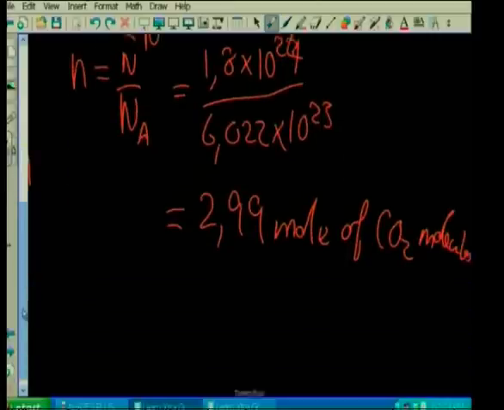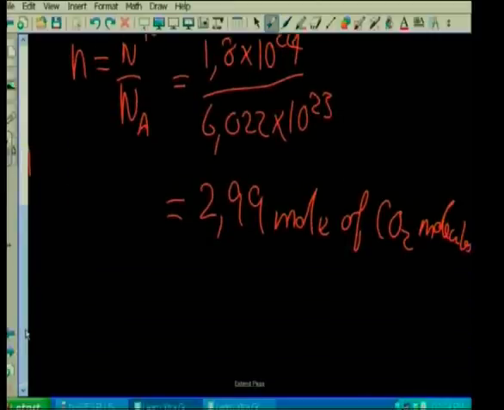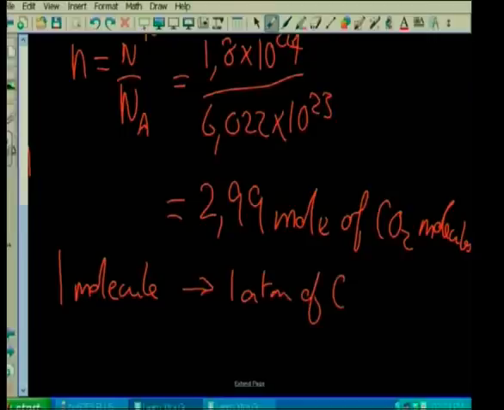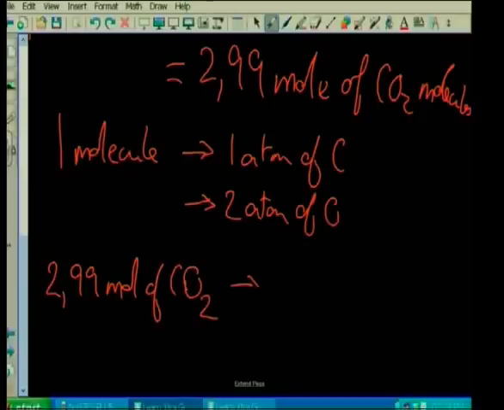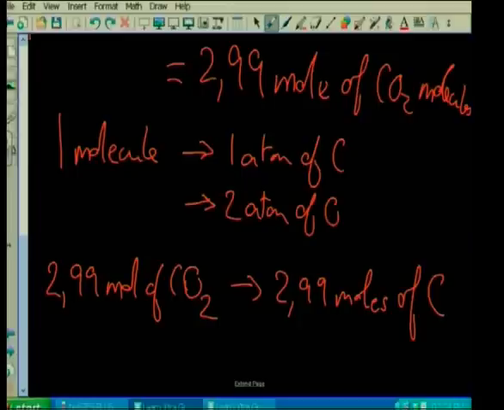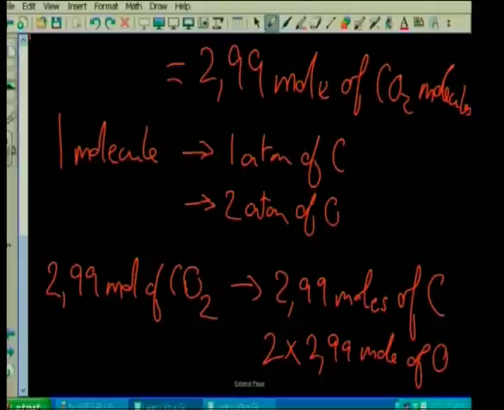But now let's have a little sidetrack just for a minute. Recognize that that means that we've also got how many moles of carbon? Well, in 1 molecule I've got 1 atom of carbon, and in 1 molecule I've got 2 atoms of oxygen. Then that means that in 2,99 moles of CO2, I've got 2,99 moles of carbon. I've also got twice the number, 2,99 times 2 moles of oxygen. And so you can see how this ratio works out. It's really important that you can recognize the ratios that are involved. Let's do one more problem, and then we're going to go to a short break.